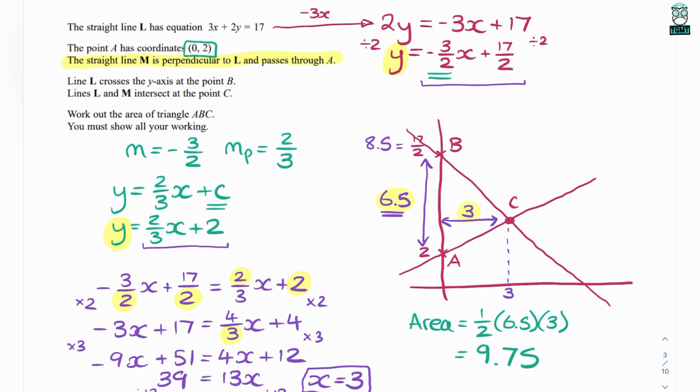There we go. It doesn't give us any units, so you could write something along the lines of units squared, but you don't necessarily need to. When we're not given any units, we can just write that numerical area. So 9.75, again, would be our final answer.